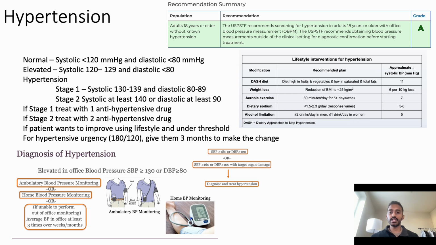If resistant to medication and under the threshold of hypertensive urgency, which is 180/120 without signs of end organ damage, give them 3 months to make changes to lifestyle and diet. Recommend the DASH diet, which is high in fruits and vegetables and low in saturated and total fats, and weight loss, aerobic exercise, low sodium, and moderate alcohol use.